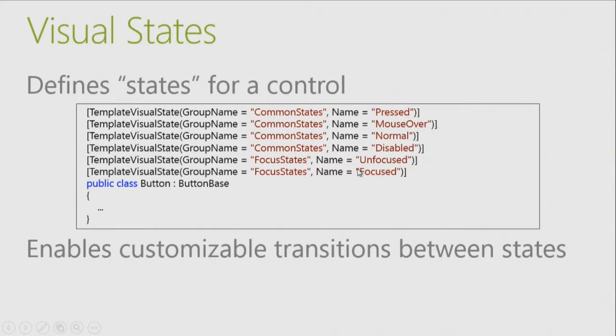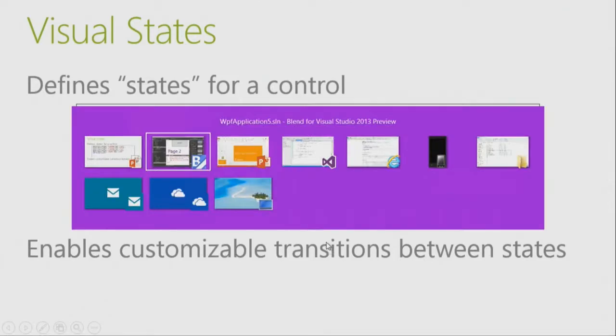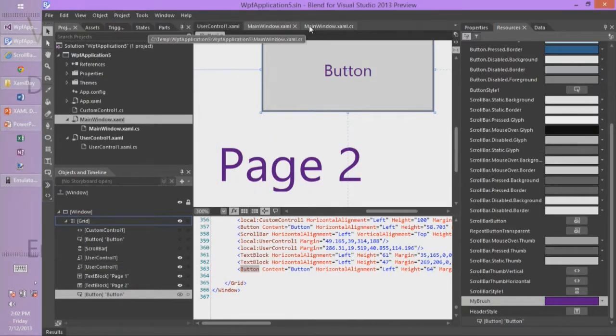But think about it. It's possible that the button is focused and has a mouse over, or that it's unfocused and has a mouse over. So those can be combined. You can have transitions. I showed that in Blend. You can edit. By the way, it can get complicated quite fast.